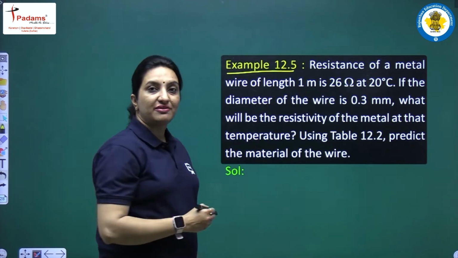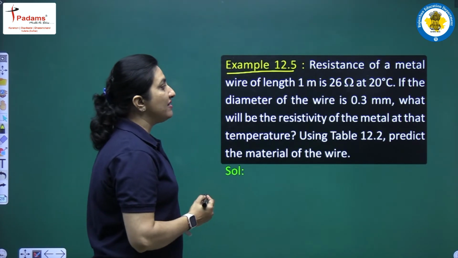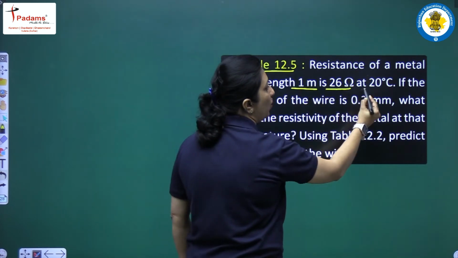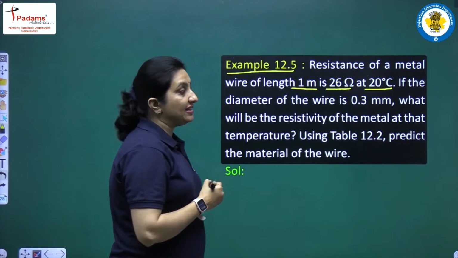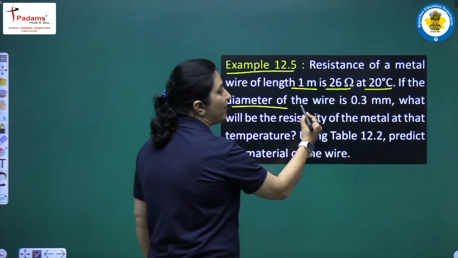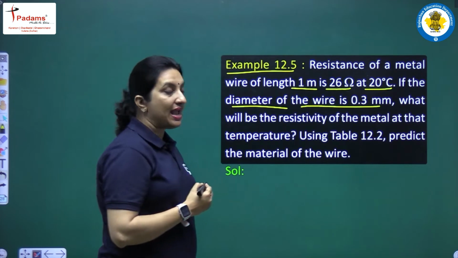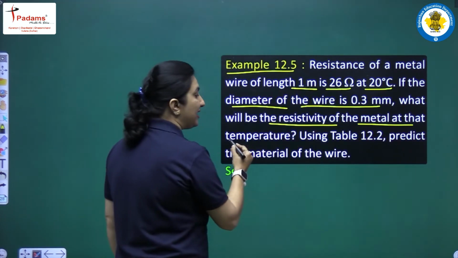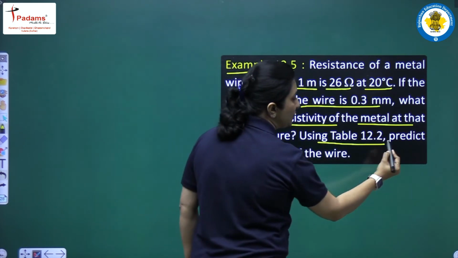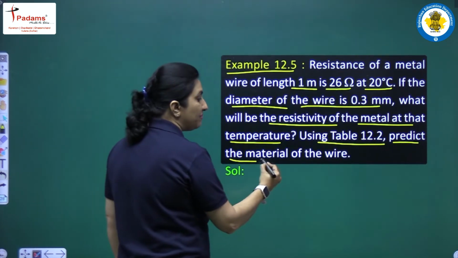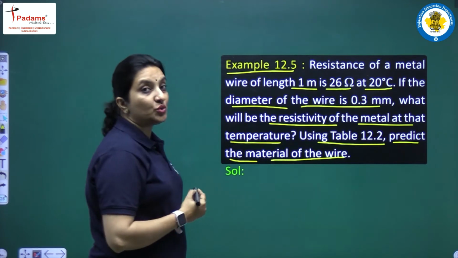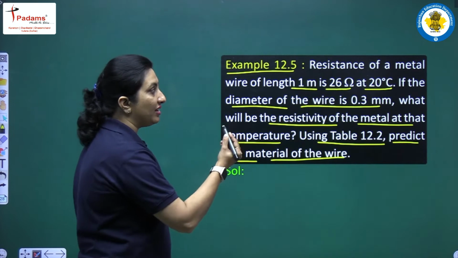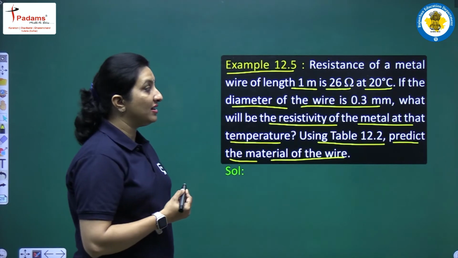Example 12.5. Resistance of a metal wire of length 1 meter is 26 ohms at 20 degrees centigrade. If the diameter of the wire is 0.3 mm, what will be the resistivity of the metal at that temperature? Using table 12.2, predict the material of the wire. Now students, again to begin with, we will first write the quantities which are given.